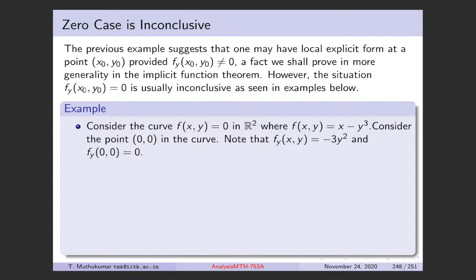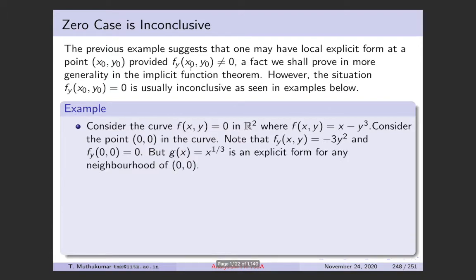So we are looking under this condition. At 0 comma 0, we have f_y is 0, so it is not satisfying this condition, but we can actually write it as a graph of a function in a neighborhood of 0 comma 0. So there is an explicit form of writing this function. We can write y as x to the power 1 over 3 here. That is possible in a neighborhood of 0 comma 0, though this y partial derivative is 0.